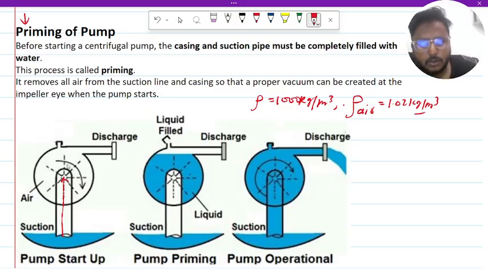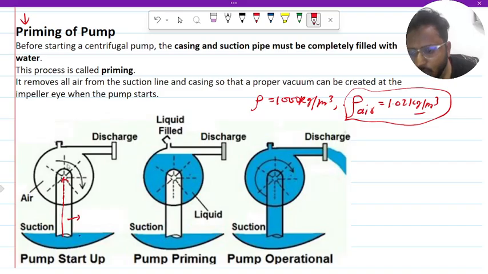It means the pump cannot lift the air if air is filled into the suction pipe. So we cannot connect the water to the pump because there is air. We have to remove this air, and this phenomenon of removing the air by filling the water into the suction pipe is known as priming.